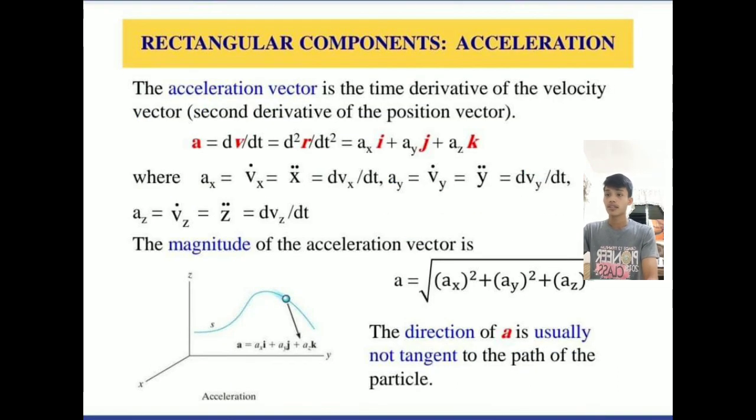The acceleration vector is the time derivative of the velocity vector, or the second derivative of the position vector. The magnitude of the acceleration vector is a = square root of (ax² + ay² + az²). The direction of a is usually not tangent to the path of the particle.